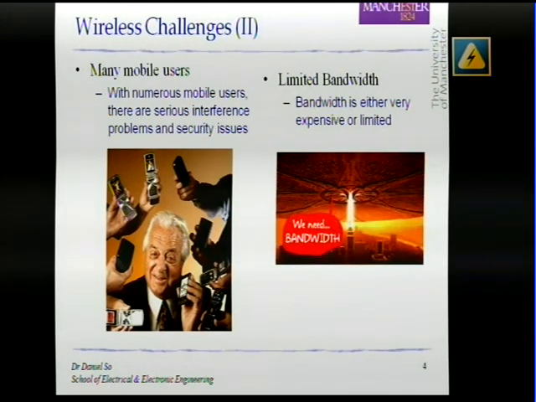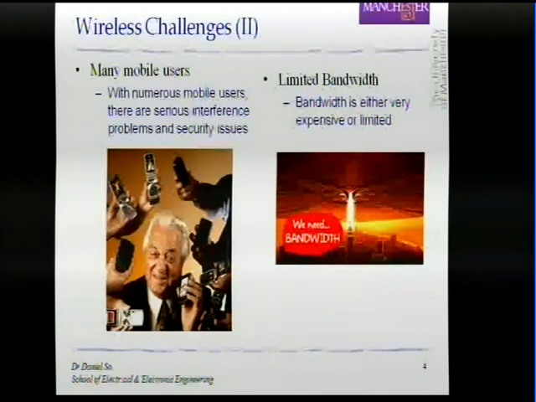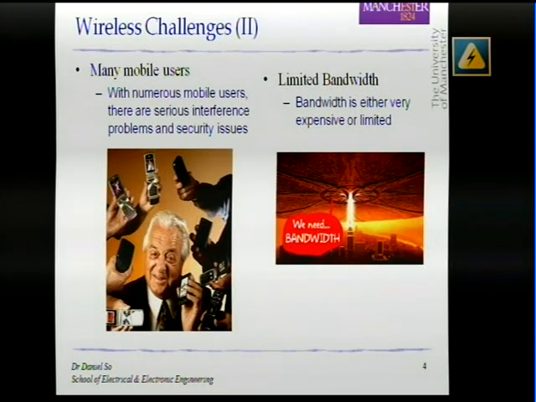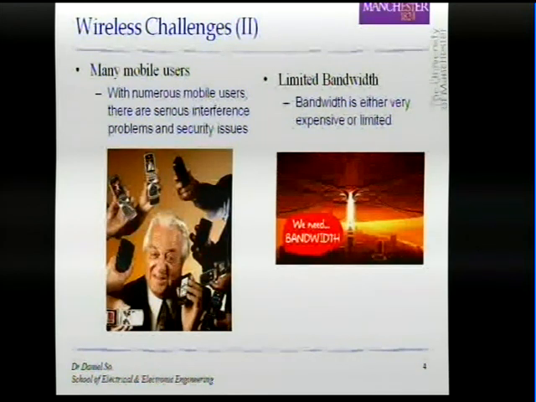Bandwidth is very limited. For the mobile operator, when they need to have their service running, they need to get their license first. However, the license fee from the government could be very high. In the UK, the service operators, when they bid for their license for the third generation, had to pay tens of billions of dollars. It is a massive amount, so the bandwidth is very expensive. On the other hand, if we are using some unlicensed spectrum, like Wi-Fi, the spectrum is limited. So this is another challenge for wireless communication.